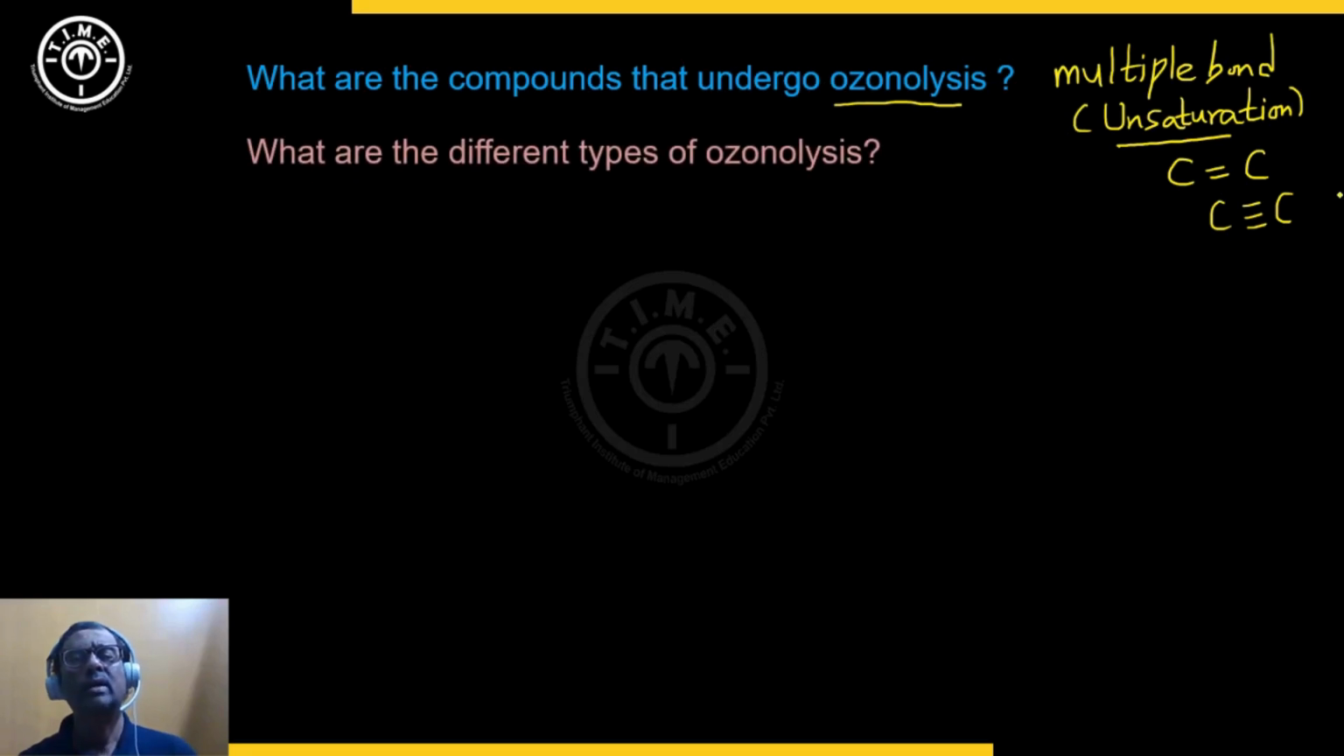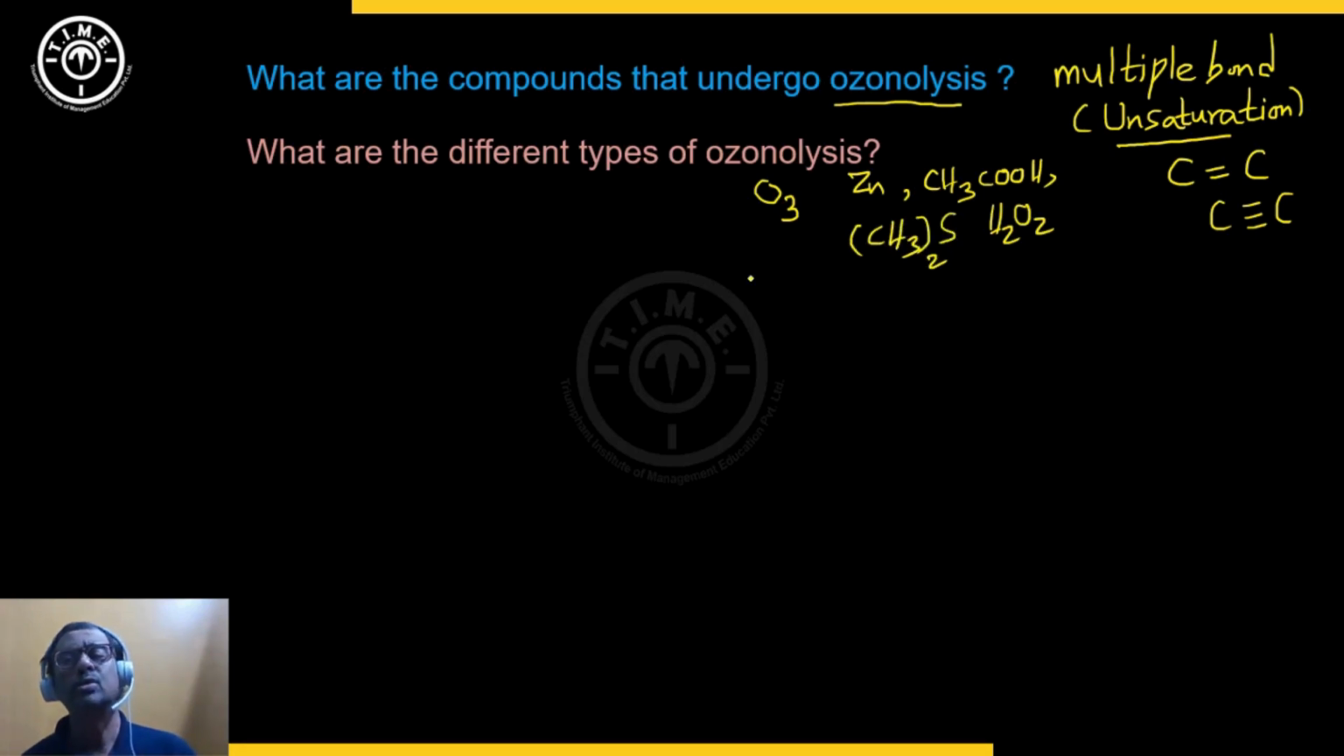Next, what are the different types of ozonolysis? Now, when the student reads ozonolysis, he finds that different reagents are being used in addition to O3. O3 is definitely there because ozonolysis needs ozone. But in addition to ozone, there are certain other reagents added. For example, zinc. They may come across acetic acid. They may come across H2O2. They may come across methyl sulfide. So like this, the student is bound to face some issues here. What are all these reagents going to do?